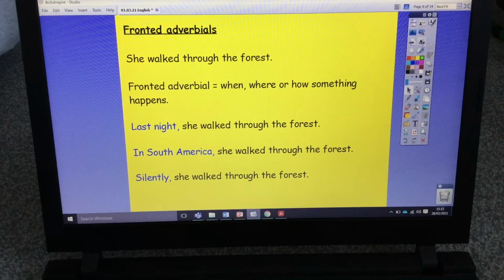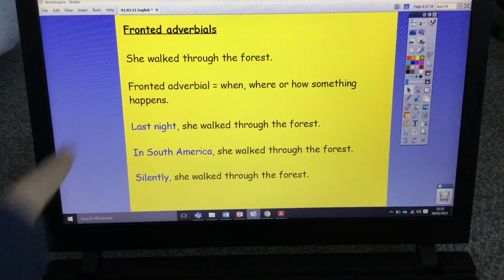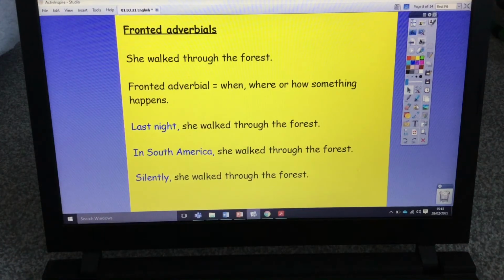Next, we are going to look at fronted adverbials. So let's look back to our original sentence. She walked through the forest. Now, a fronted adverbial is when, where, or how something happens. So it's a group of words which tells us when, where, or how something happens. And because it's called a fronted adverbial, it goes at the front of the sentence. And there is always a comma after the fronted adverbial.